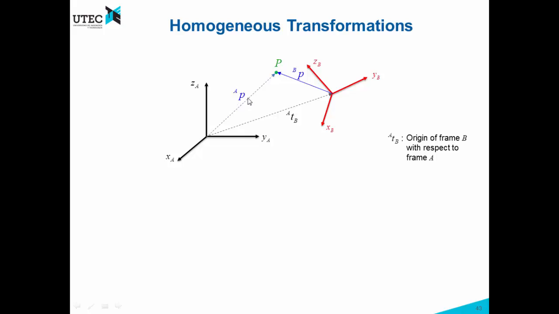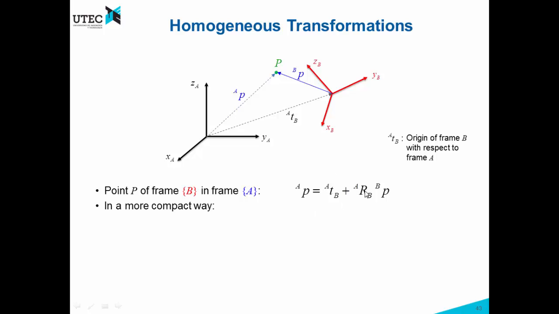So we can obtain this vector by simple vector sum. So this PA will be this vector plus this vector, but both vectors have to be in frame A. This vector is already in frame A, but this one is not in frame A. So we have to convert this to frame A. Actually, we just have to rotate. So this point in frame A will be equal to this T plus this PB, but rotated to frame A.